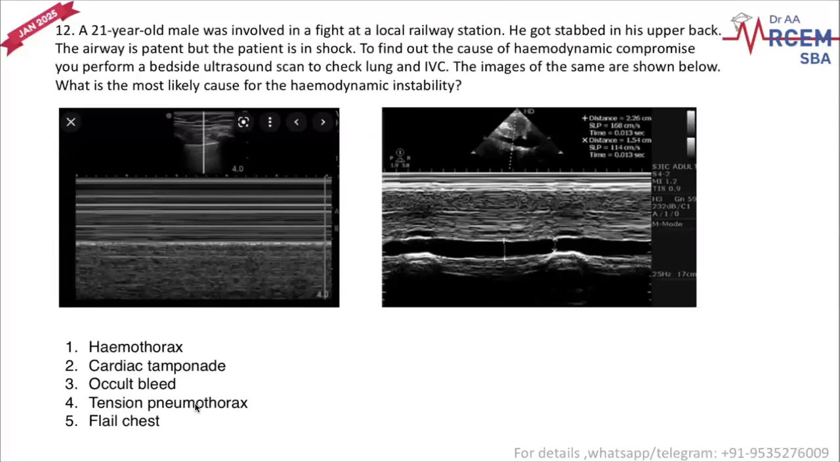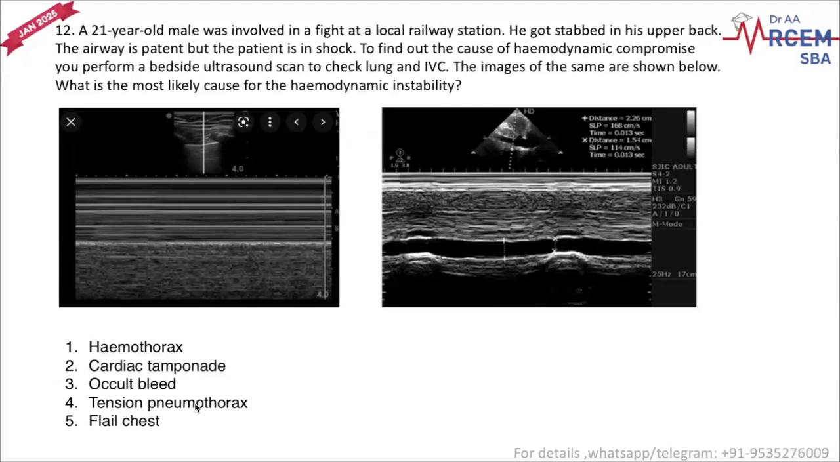A 21 year old male was involved in a fight at a local railway station. He got stabbed in his upper back. The airway is patent, but the patient is in shock. To find out the cause of hemodynamic compromise, you perform a bedside ultrasound scan to check the lungs and the IVC. The images of the same are shown below. What is the most likely cause for the hemodynamic instability?